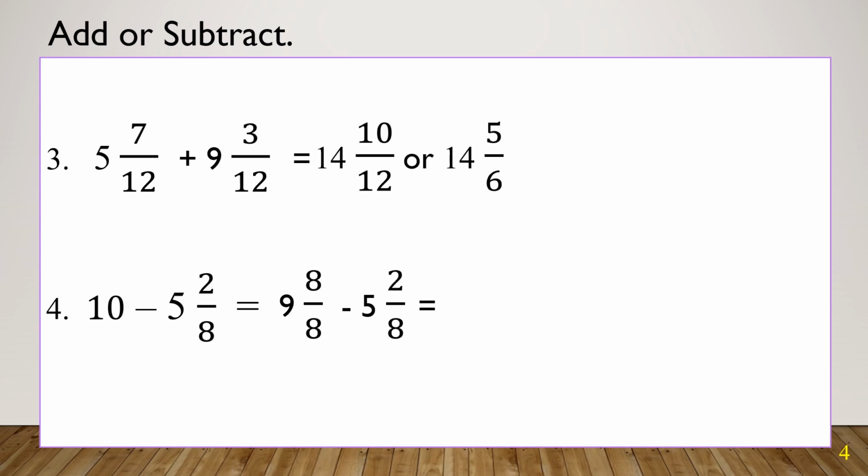So, pwede na po tayong mag-subtract. So, 8 minus 2 is equal to 6. Then, copy the denominator 8. Then, isusubtract din po natin yung whole numbers. So, 9 minus 5, the answer is 4. Then, 6/8, pwede pa po siyang i-lowest terms. So, 6 and 8, ang GCF niya ay 2. So, 6 divided by 2 is equal to 3. Then, 8 divided by 2. So, the answer is 4. So, your final answer is 4 and 3/4.